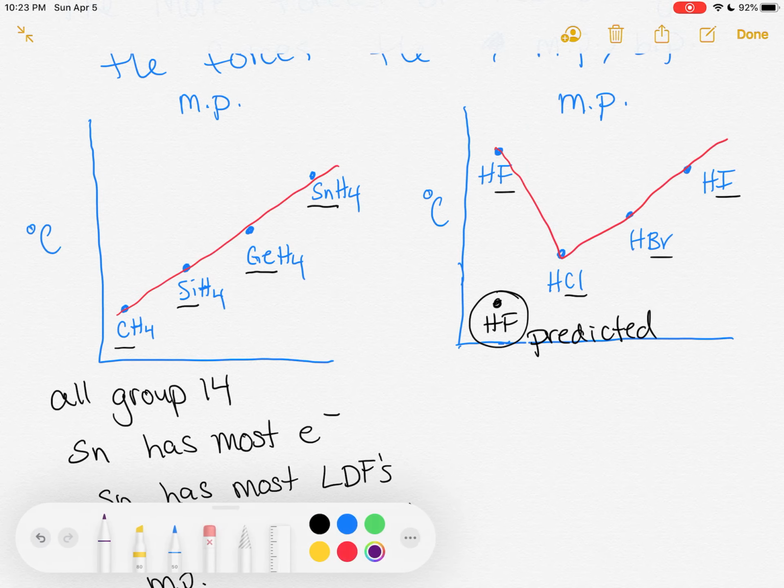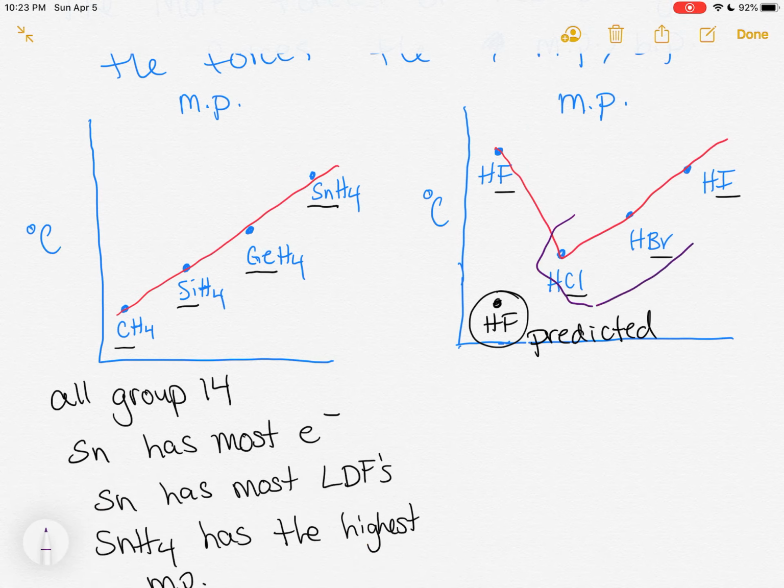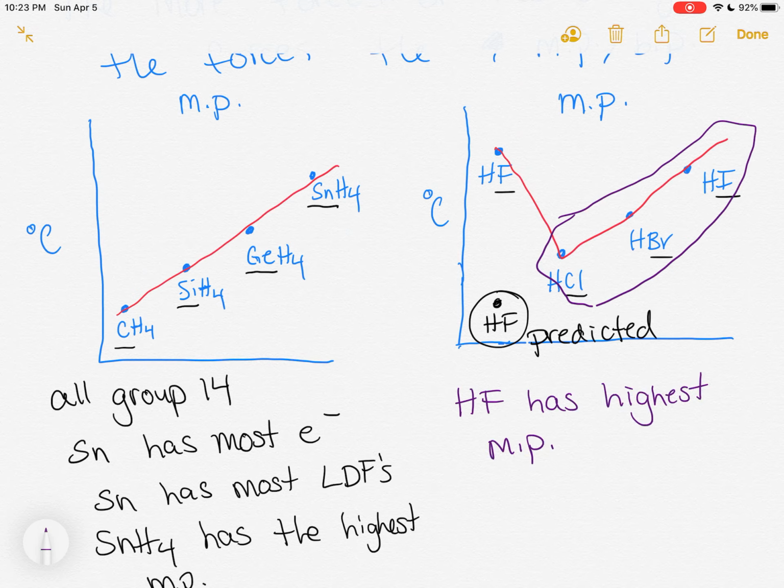In this graph, this section here that I'm outlining in purple follows the same idea as the first graph, that HCl has the lowest number of electrons compared to HBr and HI. And so HI has the highest melting point compared to those other two because it's got the most electrons. But in this one, HF has the highest melting point because it has hydrogen bonding.